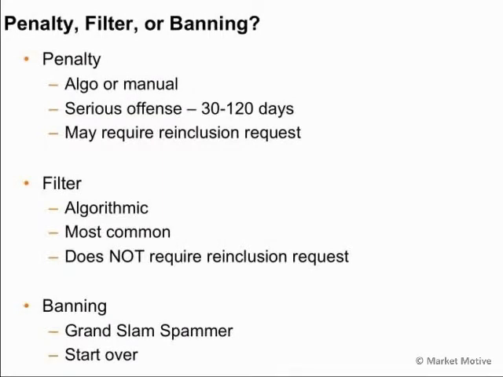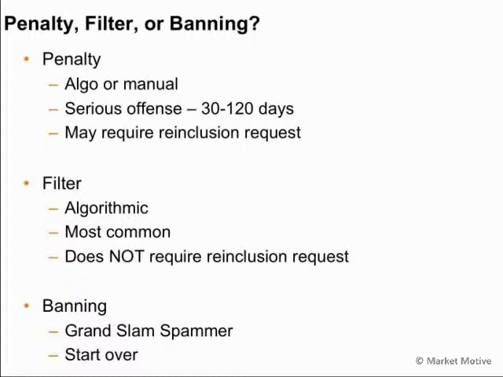So let's take a step back for a minute and consider this idea of a penalty, filter, or banning. A penalty is a serious offense where you could be de-indexed for 30 to 120 days, and this might require a re-inclusion request. Usually these are pretty significant penalties. If you've been doing some very aggressive, high-risk tactics, you may suffer an algorithmic or manual penalty. Now, to do a re-inclusion request, it has to be a manual penalty for the most part for them to re-include you. If it's an algorithmic penalty or an algorithmic filter, then you're probably not going to get re-included just from that request.